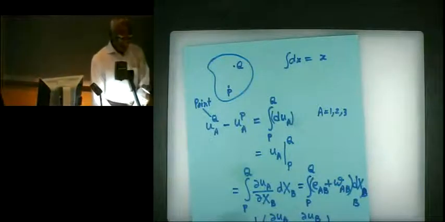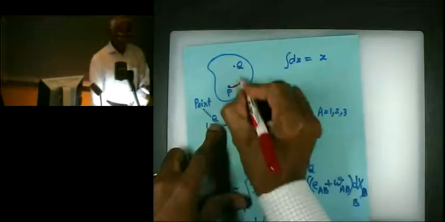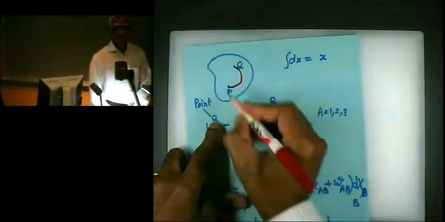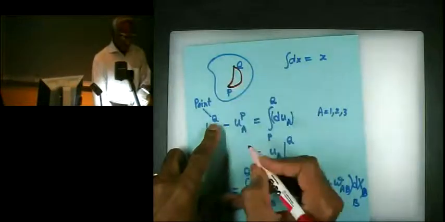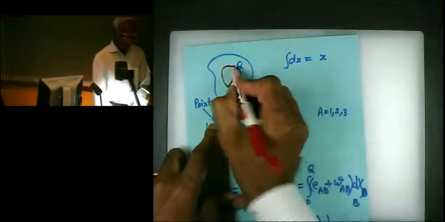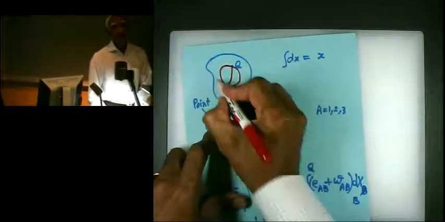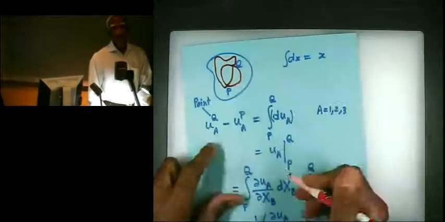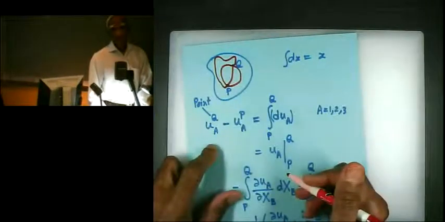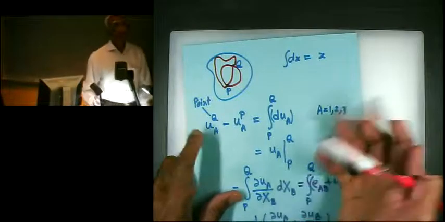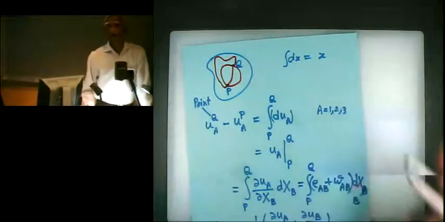I could go this way, I could go this way, I could go something like that, right? So there are infinitely many ways I can go from P to Q.